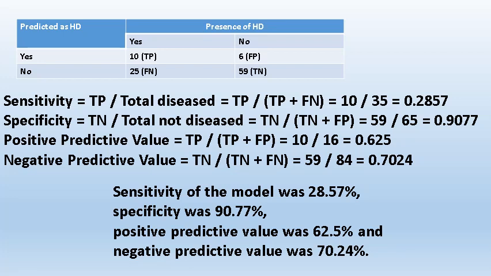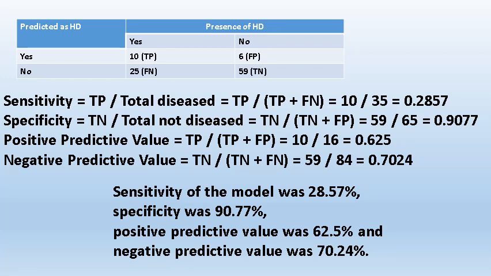So 10 people were true positive. That means they are predicted as having heart disease and they have heart disease. 6 people were false positive. That is, they are predicted as heart disease but they don't have heart disease. 25 people were false negative. That means they are predicted as not having heart disease but actually they were having heart disease. 59 people were true negative. True negative means they don't have heart disease and they are predicted as not having heart disease.